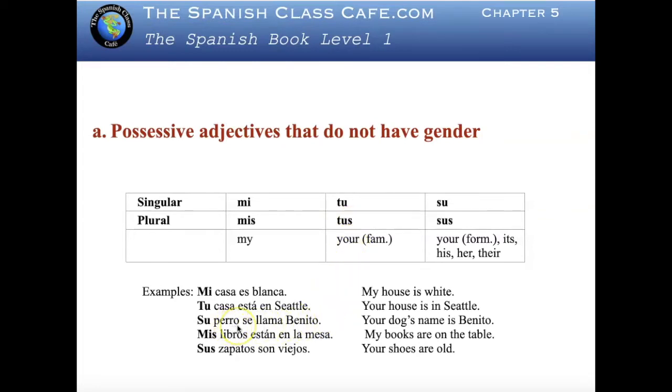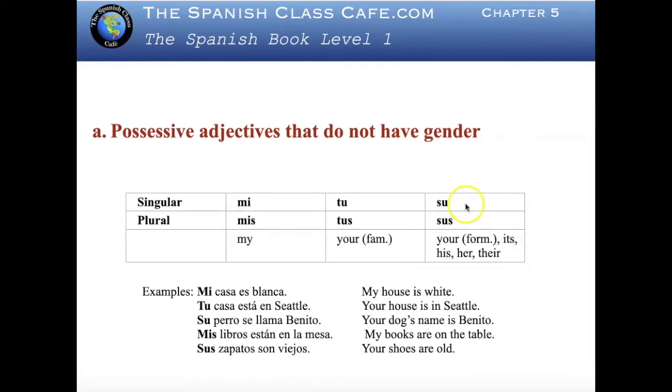Perro, if it was plural perros, sus perros se llaman Benito y Leo. Now, mis libros están en la mesa. You can see it here, plural. To change it to singular, you have to go to mi libro está en la mesa. Sus zapatos son viejos. To change it to singular, you have to go to su zapato es viejo.